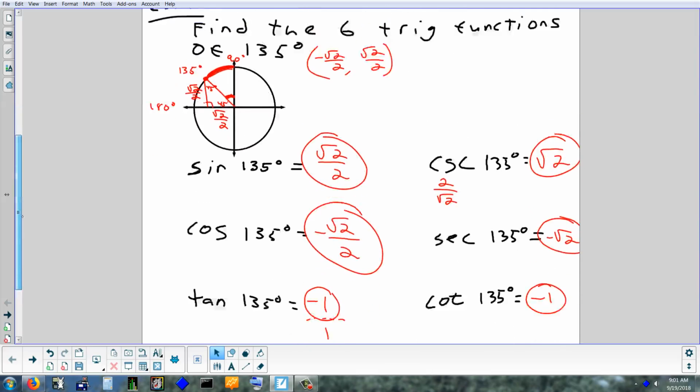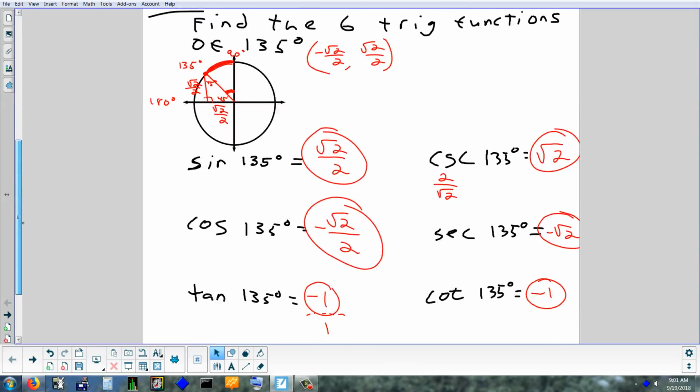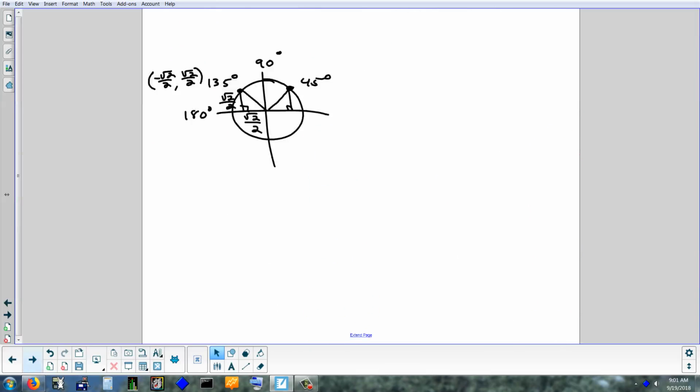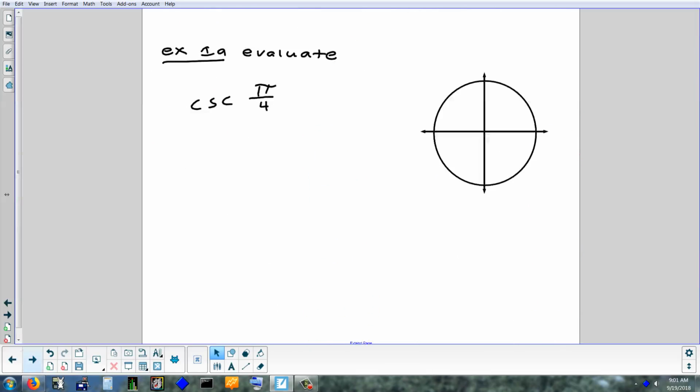Right, so that's a 45-degree angle in the second quadrant. Let's look at this one. This time they only want to know one thing, just the cosecant. Okay, you don't have to find all 6. So that's cosecant of pi over 4 radians.